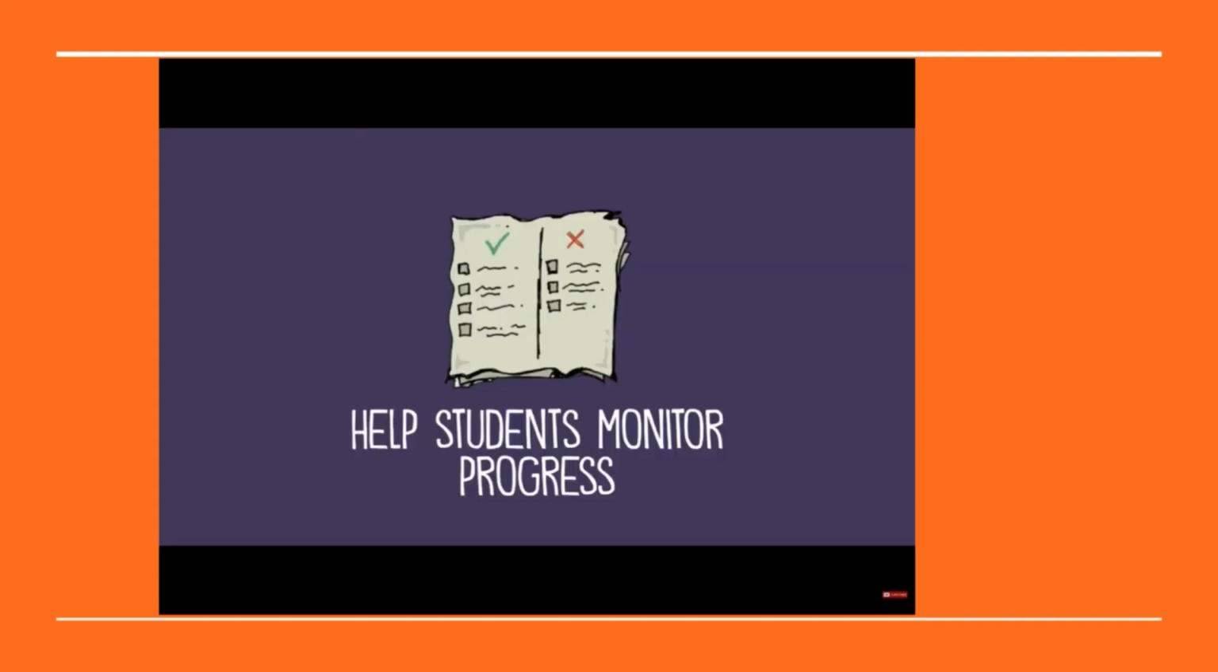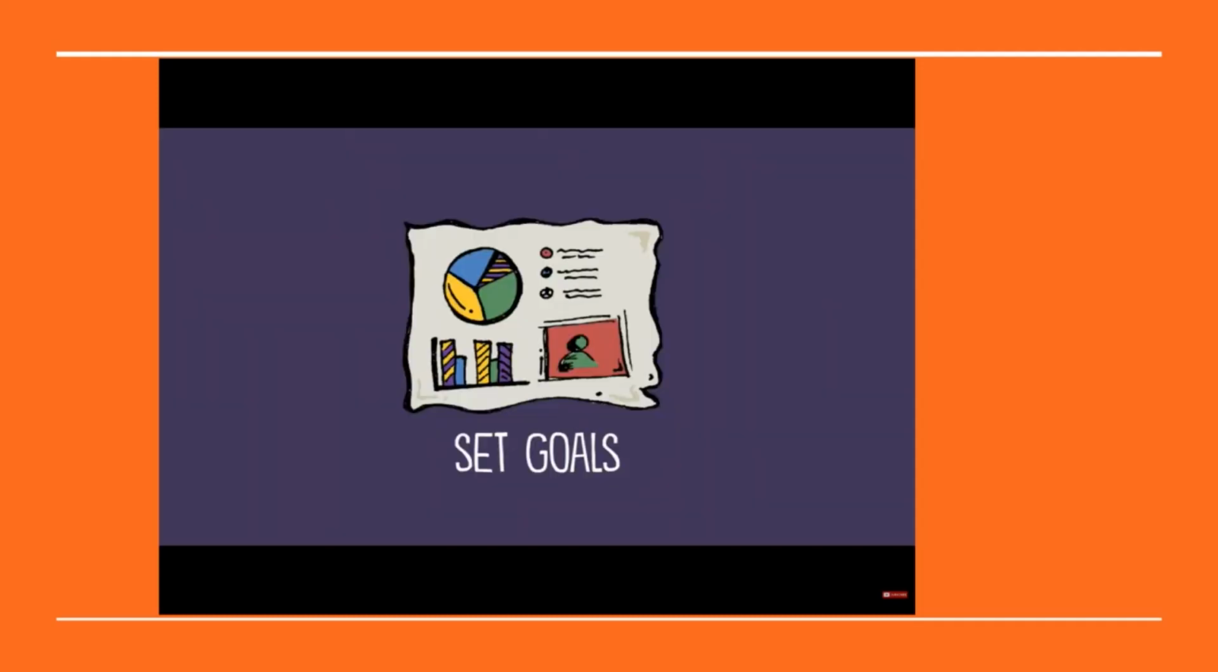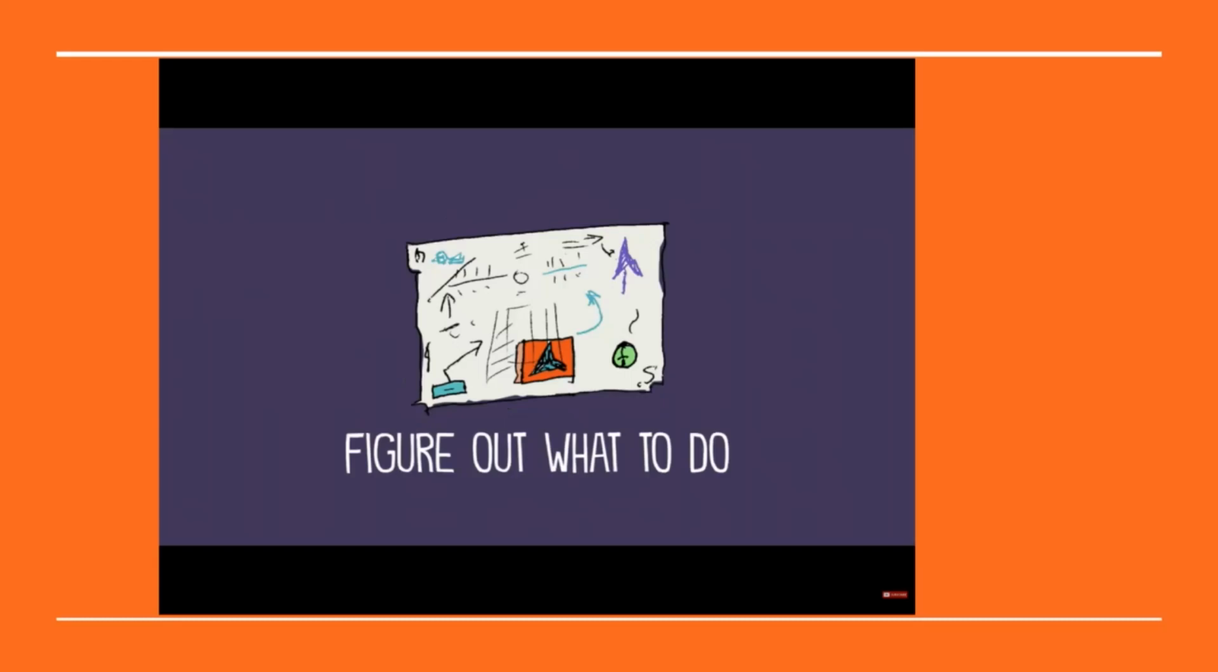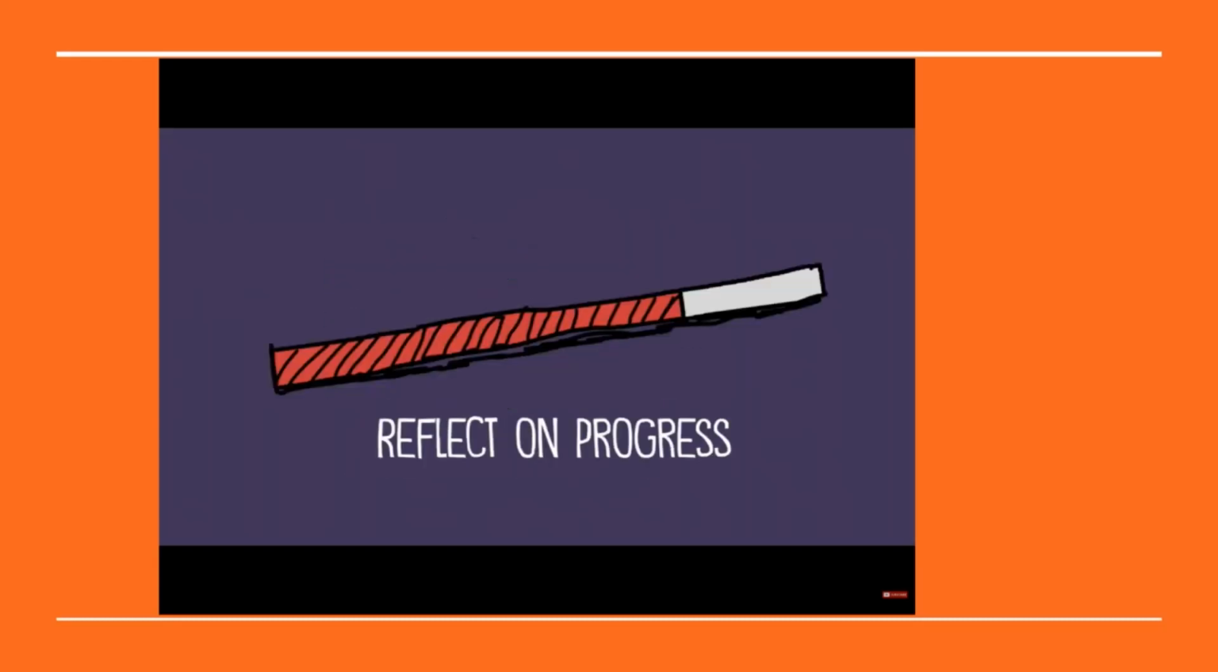And number 5, help students learn to monitor their own progress through metacognition. Teach them to set goals, analyze tasks, figure out what they need to do, make adjustments in the moment, and reflect on their progress at hand.